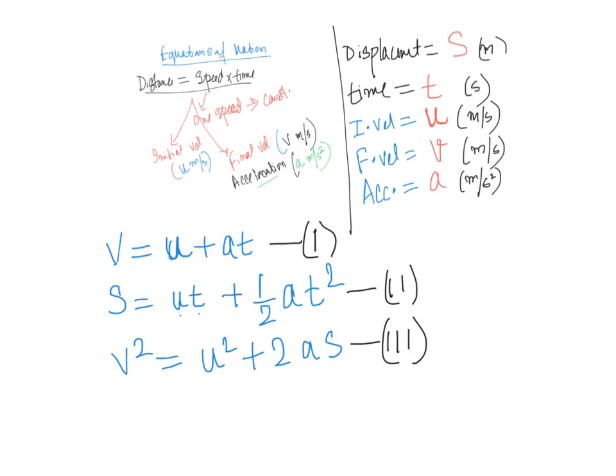Velocity, I will read out. The first one is velocity: final velocity is equal to initial velocity plus acceleration into time, v = u + at. This is one equation. Second is displacement: s is equal to initial velocity into time plus half into acceleration into time square. And third is final velocity square is equal to initial velocity square plus 2 into acceleration into displacement.